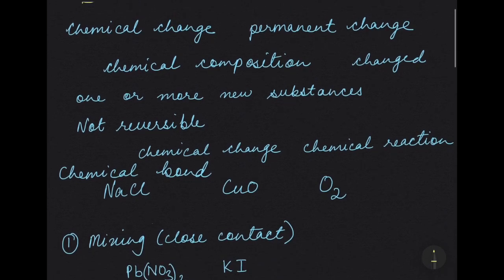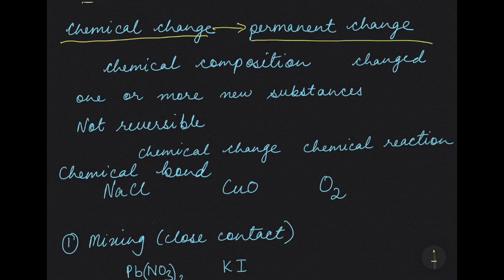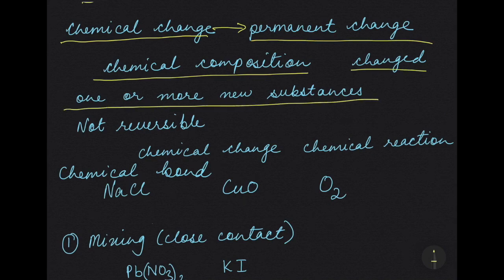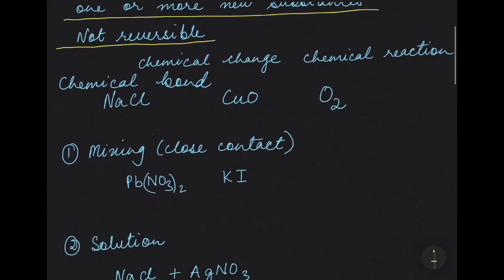So, when we talk about a chemical change, we are talking about a permanent change, okay, in which the chemical composition of a substance is changed into one or more new substances. That means in a chemical change, what happens? A completely new substance is formed. So the reaction is not reversible. That means you will not get back the old substance. Completely new substances are formed. Okay. Now a chemical change, remember, always involves a chemical reaction.